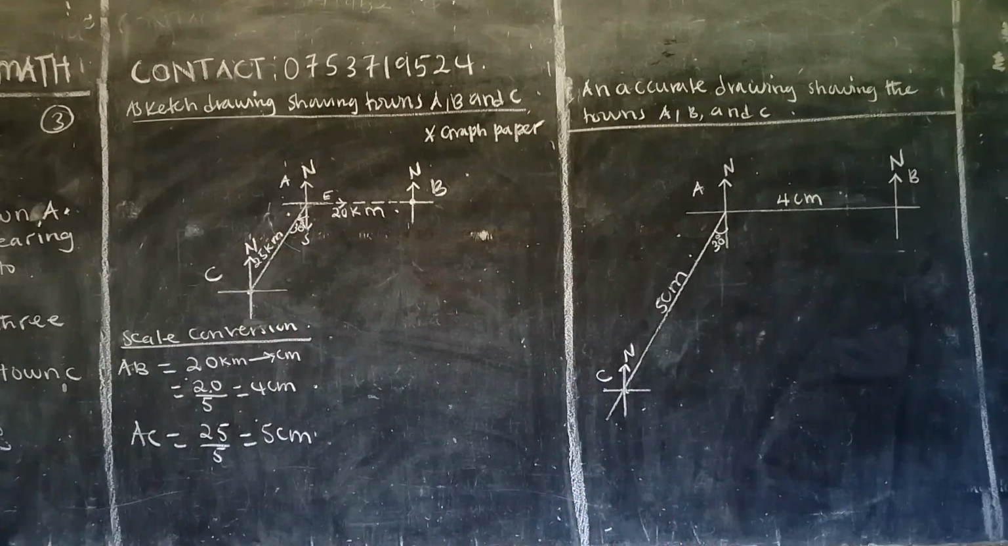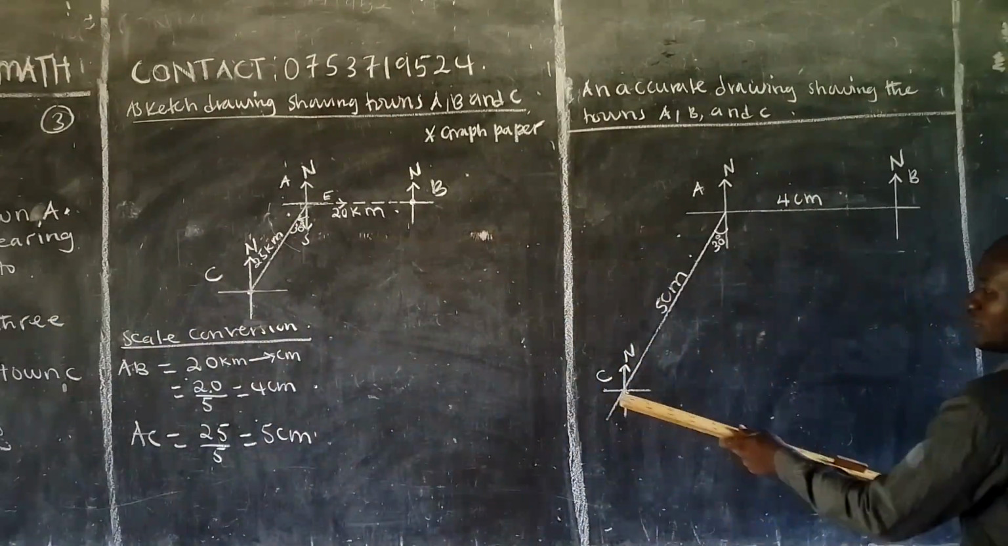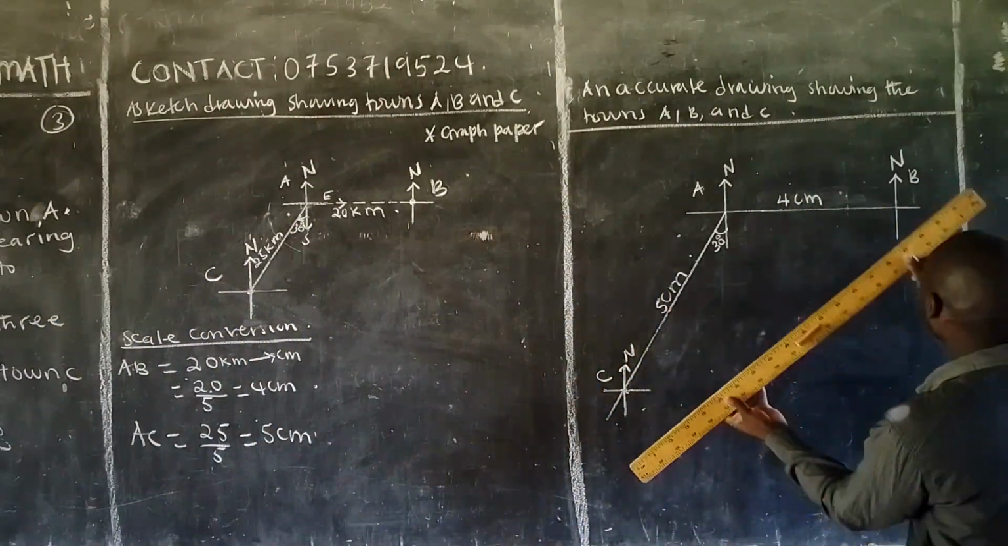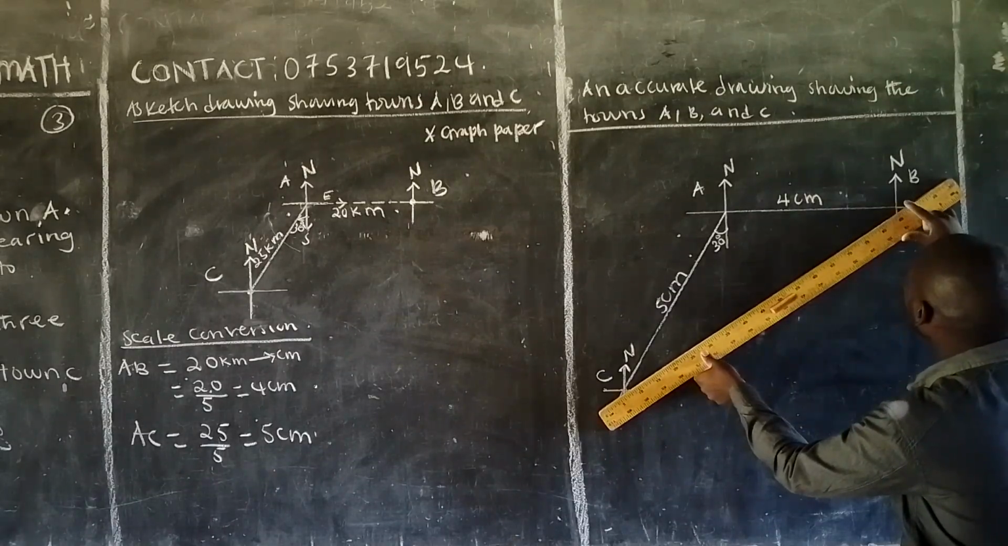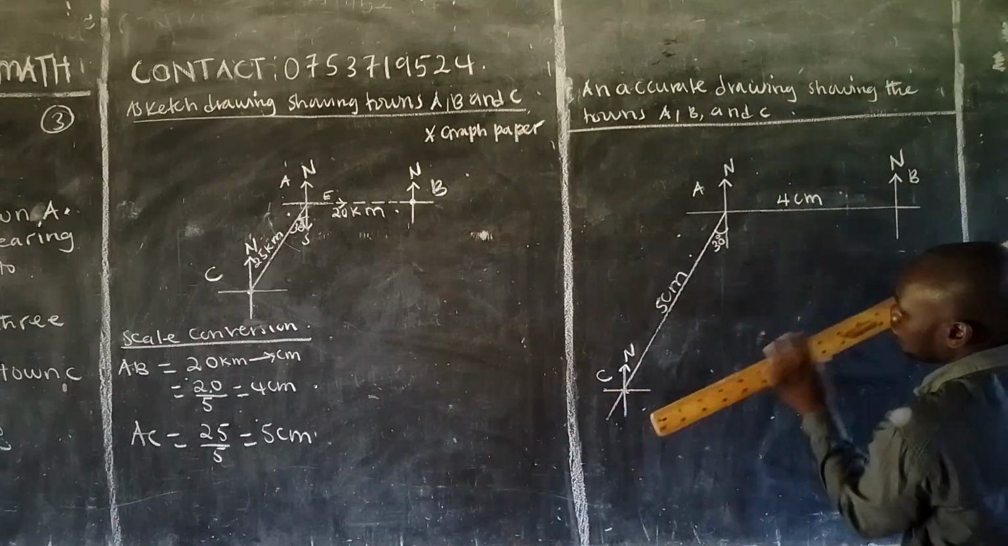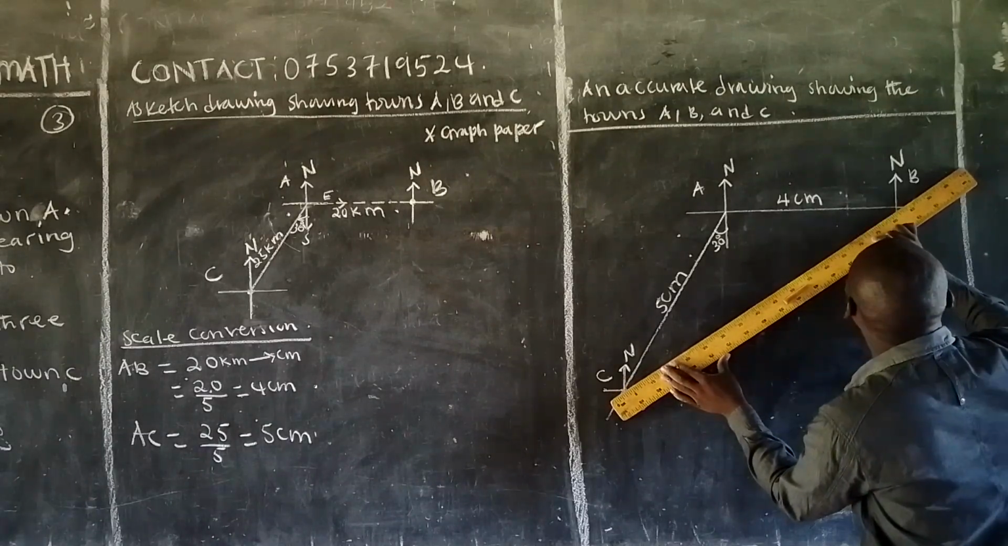Now, what you do always, if they want the distance between town B and town C, you get a ruler and first of all join them. That's what you should begin with. You join those towns they're talking about. So I'll come and join them.